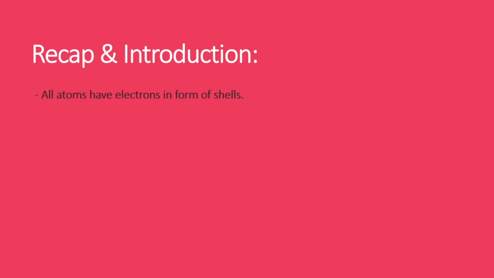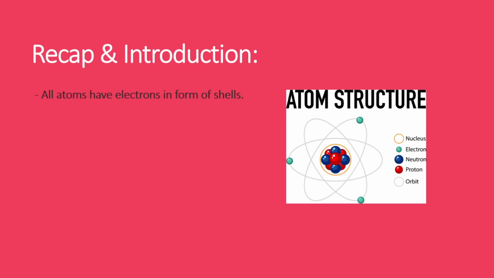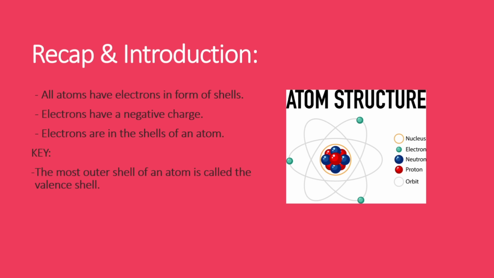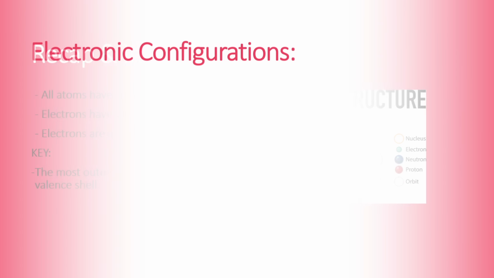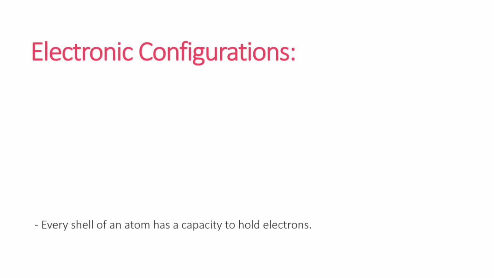As we know, all atoms have electrons in the form of shells, and if you want to know more about atomic structure, you can check out my previous video on the same by clicking on the link above. Electrons have a negative charge, and these electrons are divided into shells in an atom. We have to remember one thing: the outermost shell of an atom is known as the valence shell. You have to remember this. Now let's go on to electronic configurations.